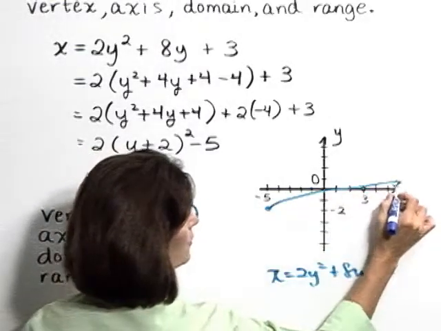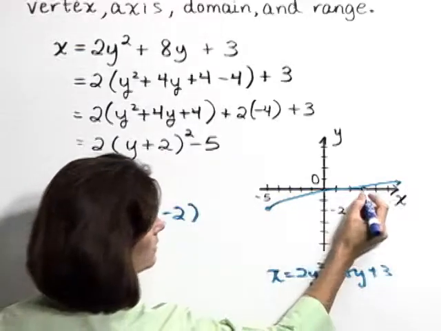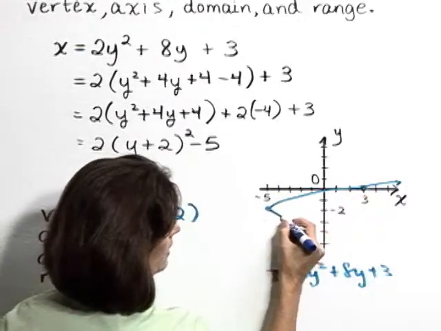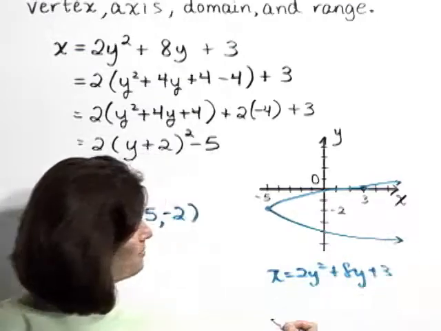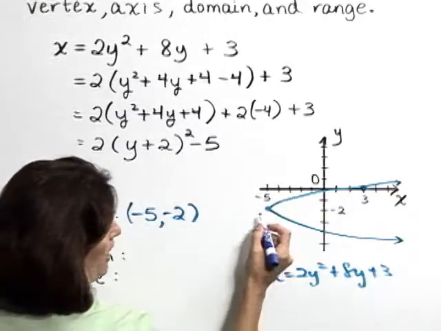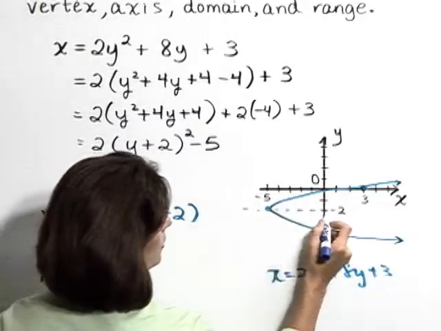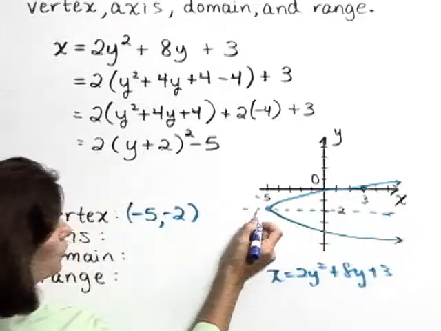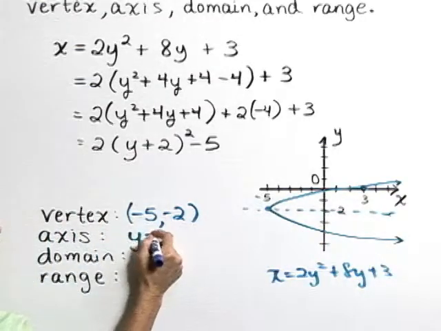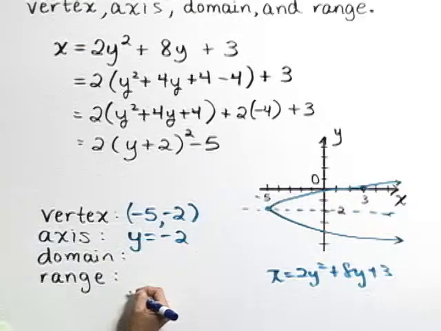Now let's graph, sending our parabola through that point, trying to make it symmetrical so it looks the same below. This parabola is going to be symmetrical about its axis. The equation of that axis is y equal negative 2.